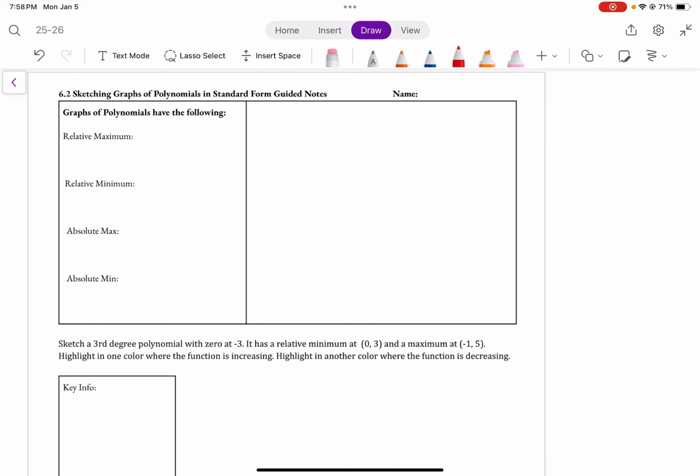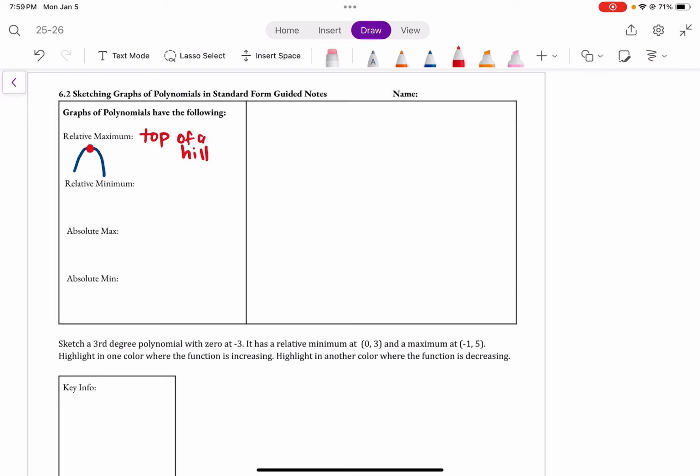Okay, so in this lesson, we're going to continue talking about graphs of polynomials. We've talked about this before, but we want to quickly review. The graphs of polynomials have a lot of key parts that we can identify if we see the graph. The first things we can identify are relative maximums. A relative maximum is any time the graph reaches the top of a hill and goes back down. So this point would be what we call a relative maximum.